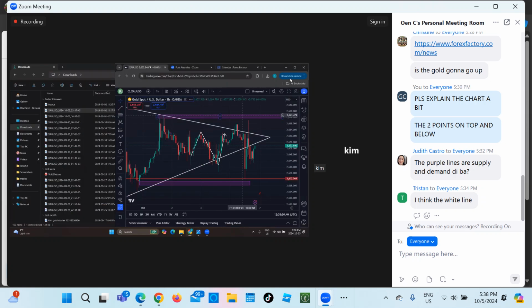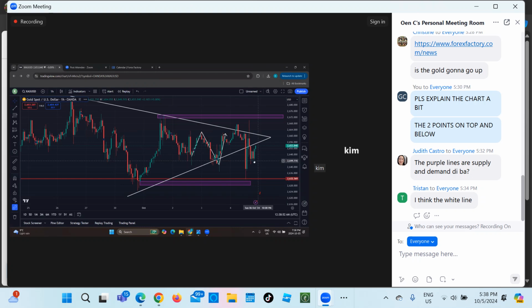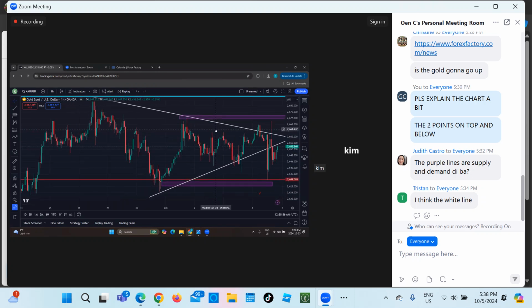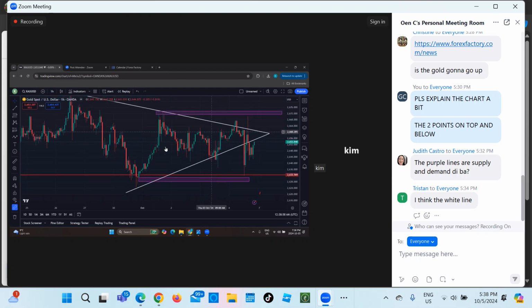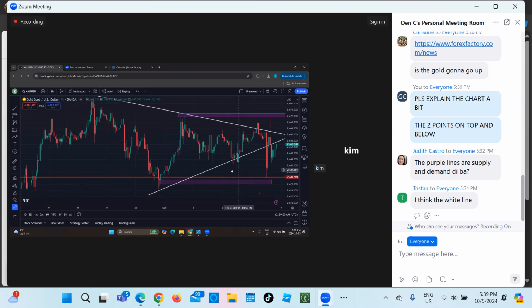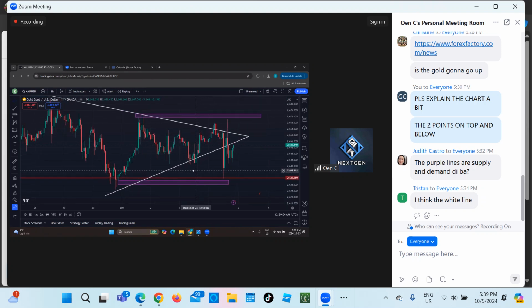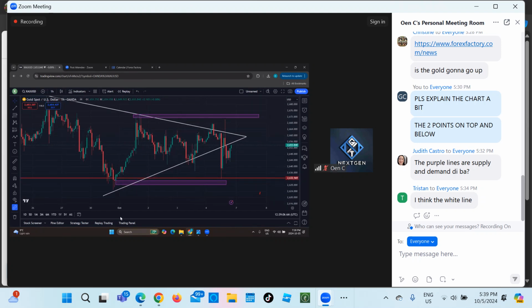So any more questions, guys? Ano pang gusto niyo pong malaman? Ano daw yung purple lines? Are they supply and demand? Let's see. The purple lines are supply and demand. Yes po.